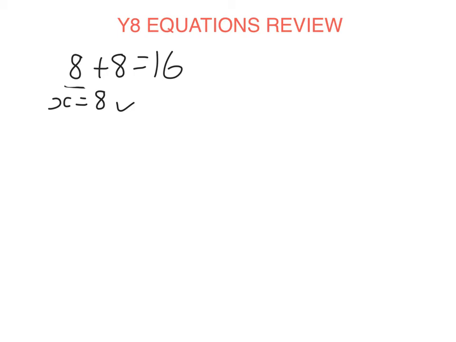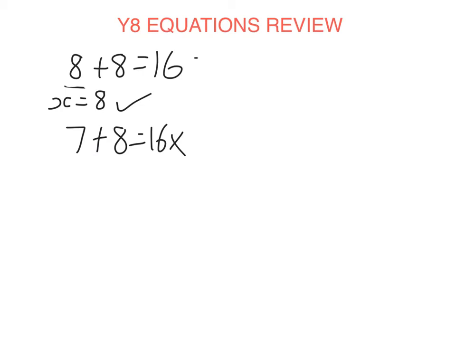So for all the equations we've done, there's one and only one solution. If I were to substitute any number other than 8 for x, I would get an untrue statement. If I changed x to 7, I would get 7 plus 8 equals 16, and that's not a true statement. So x equals 7 is not the solution. So all these equations have one and only one solution.